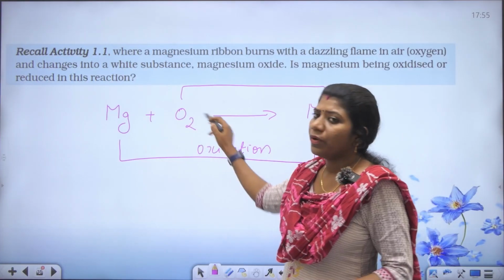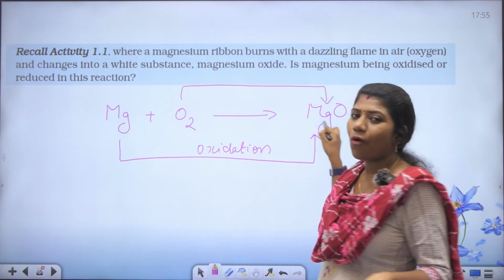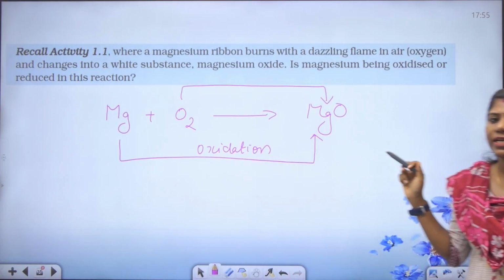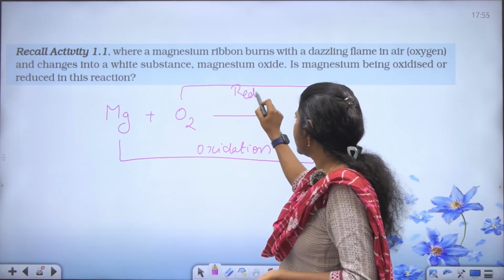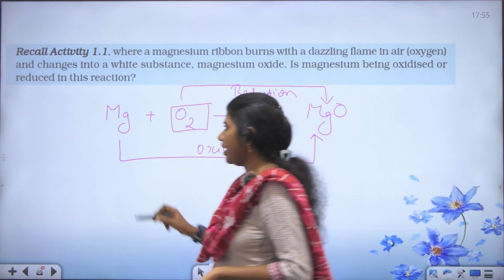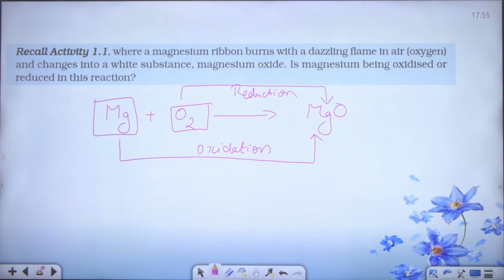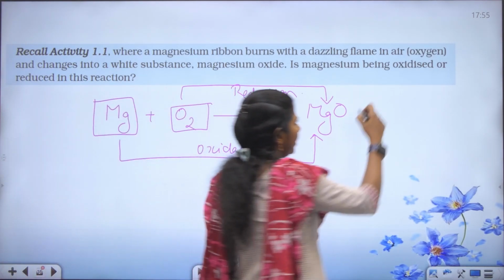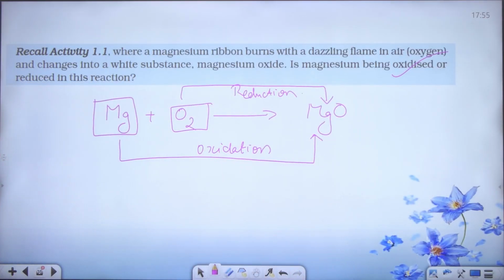And O2: here 2 oxygen atoms are already present. O2 changes to MgO. In MgO only 1 oxygen atom is present. So there is removal of oxygen, and removal of oxygen is reduction. So the reduced species is oxygen and the oxidized species is magnesium. Is magnesium being oxidized or reduced? Magnesium is oxidized and oxygen is reduced. Okay, is it clear?